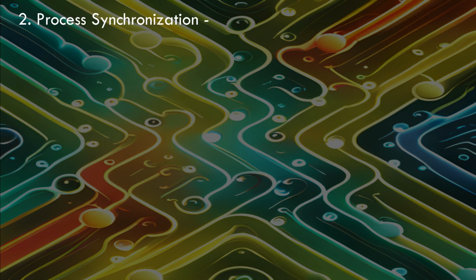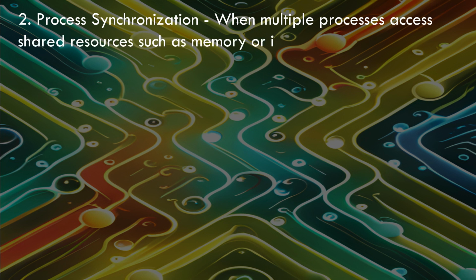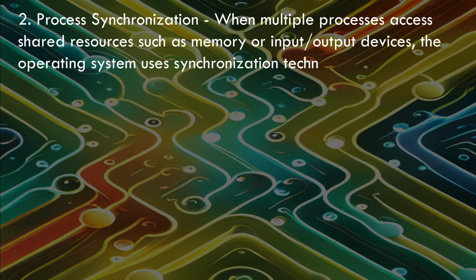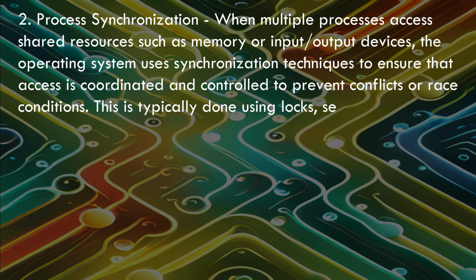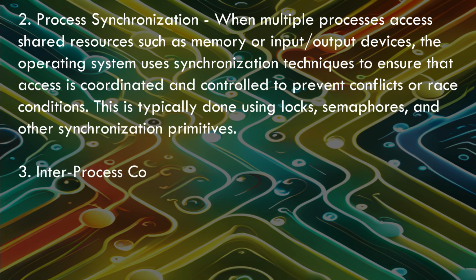2. Process synchronization. When multiple processes access shared resources such as memory or input-output devices, the operating system uses synchronization techniques to ensure that access is coordinated and controlled to prevent conflicts or race conditions. This is typically done using locks, semaphores, and other synchronization primitives.